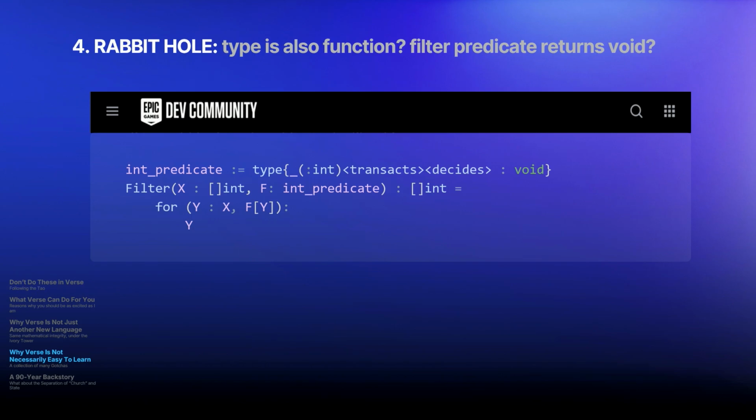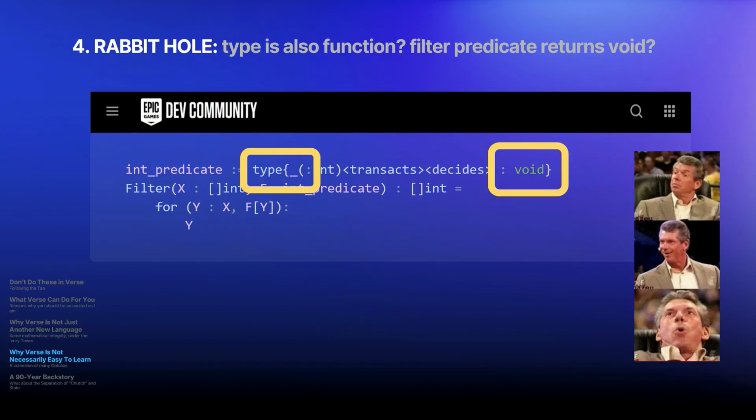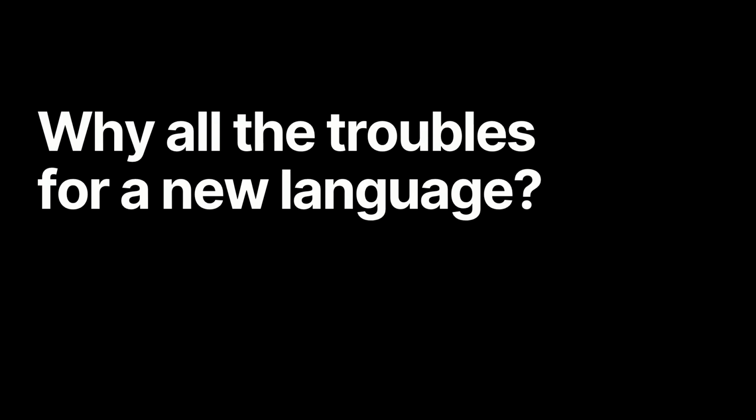Diving deep into Verse reveals quirks. Filters don't return booleans, and types are also functions. This requires a mental shift for imperative programmers. But while challenging, try thinking that these unique aspects are what you deserve. Given Verse's numerous benefits, especially for game development, the learning curve is well worth it.